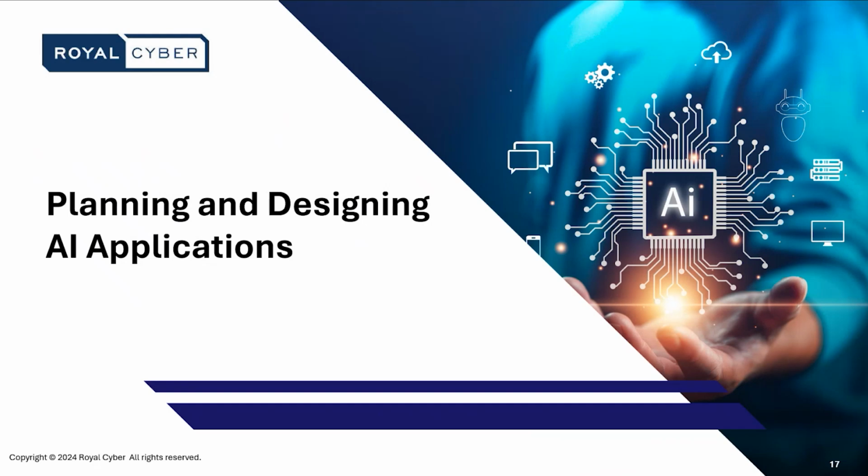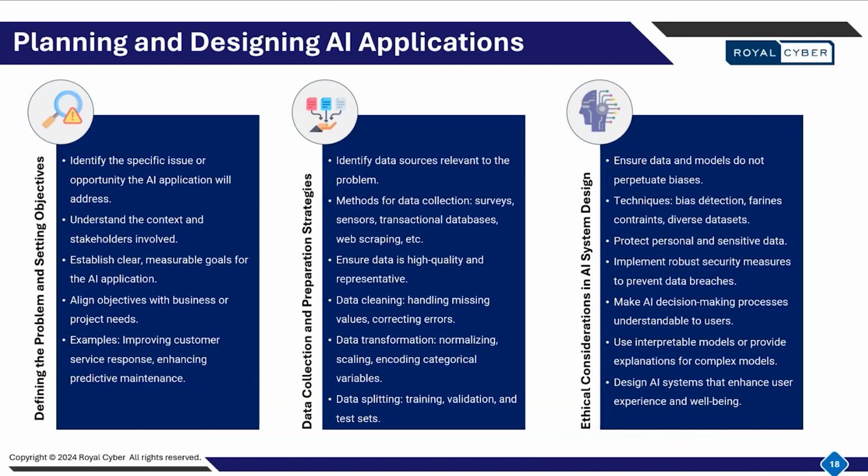Now we will talk about the planning and designing of AI applications. There are crucial steps involved in planning and designing AI applications. This process is essential for ensuring that AI solutions are effective, ethical, and aligned with organizational goals. So the first step is to clearly identify the specific issues or opportunities that the AI application will address. Understanding the context and the stakeholders involved is key to framing the problem accurately.